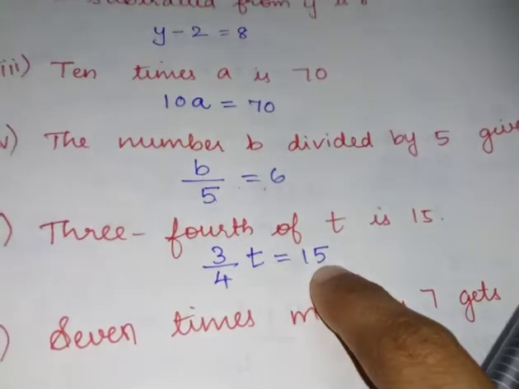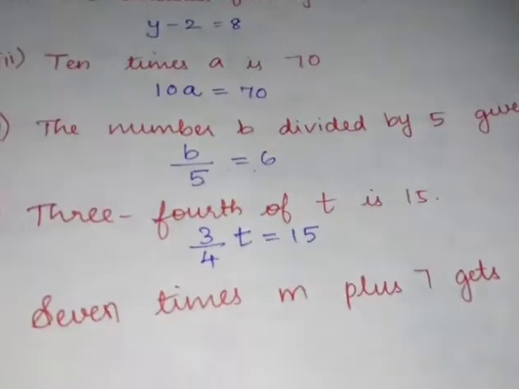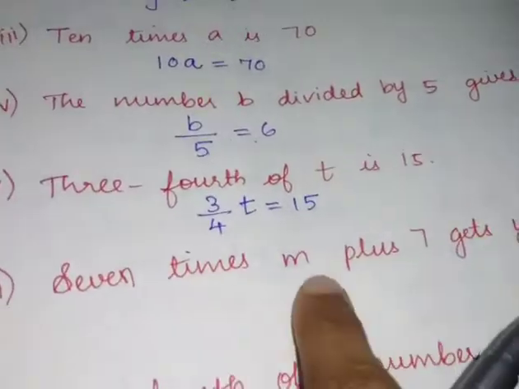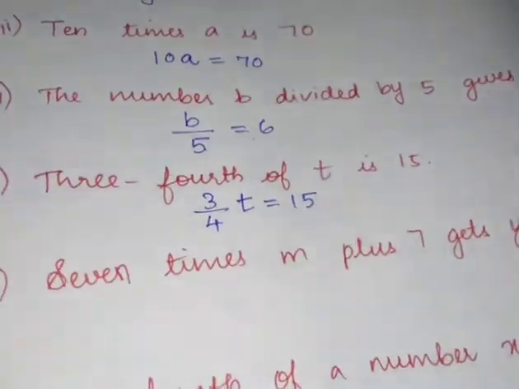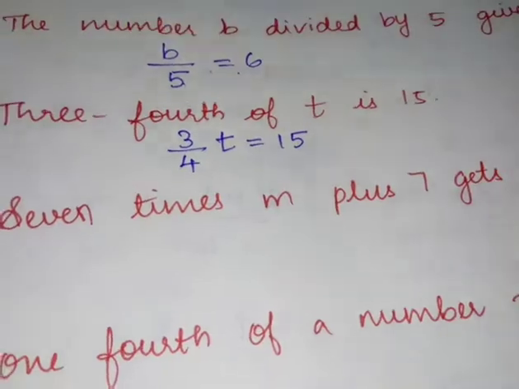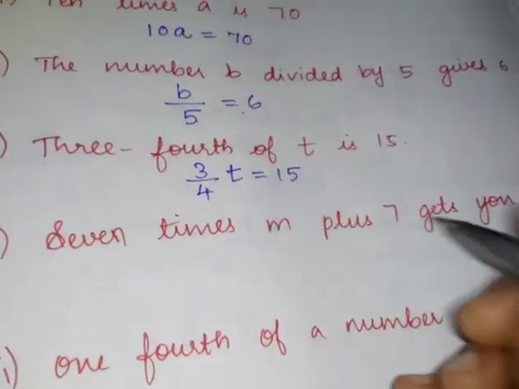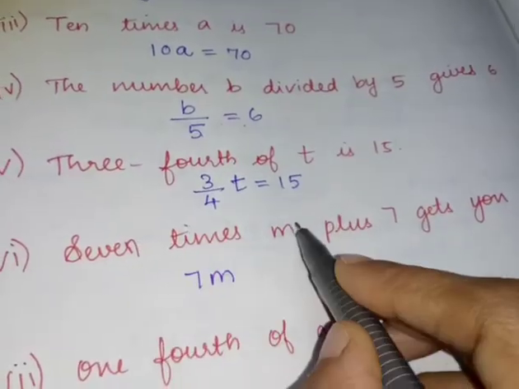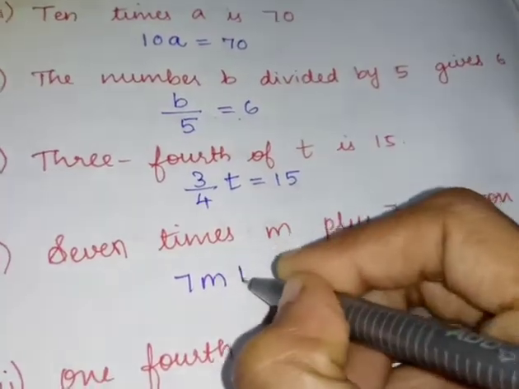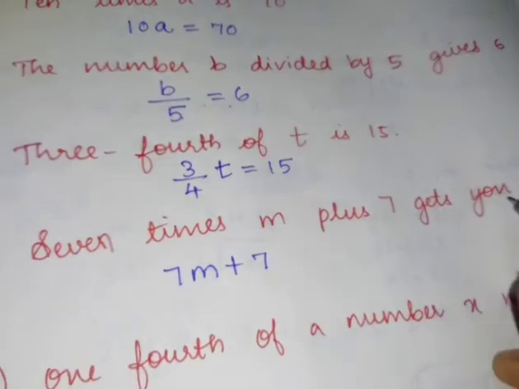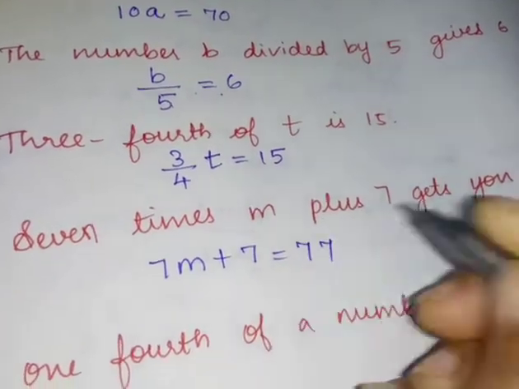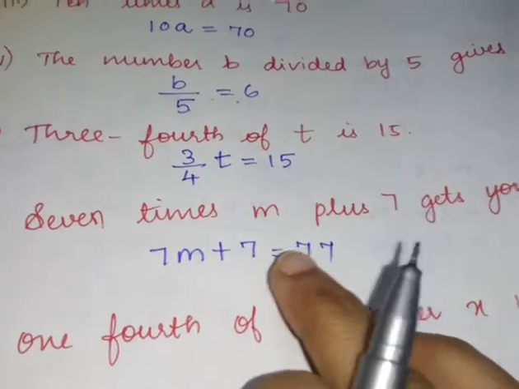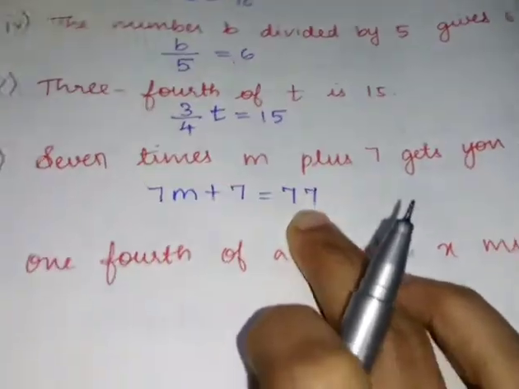Okay. Next, sixth question. 7 times m plus 7 gets you 77. So 7 times m plus 7. 7 times m means 7m. 7 times m is 7m. Plus 7 gets you 77. So 7 times of m plus 7 gets you 77.